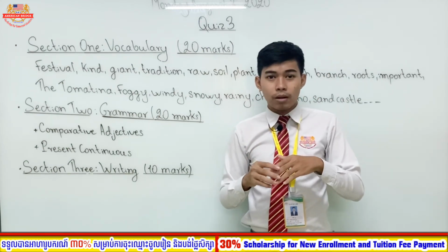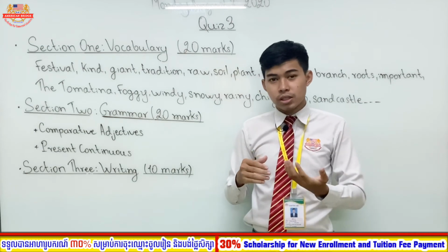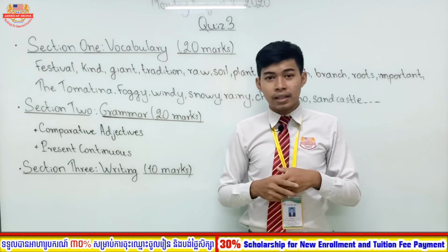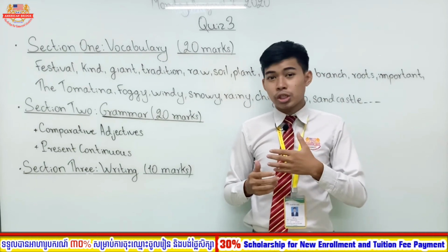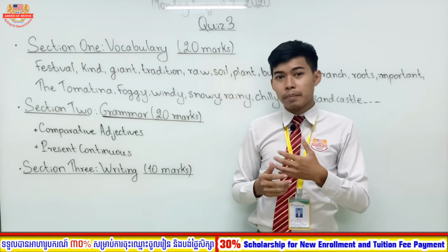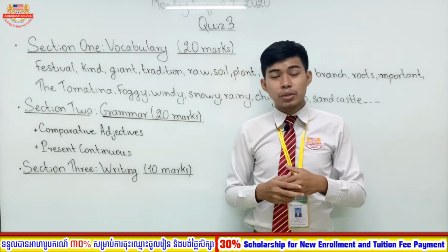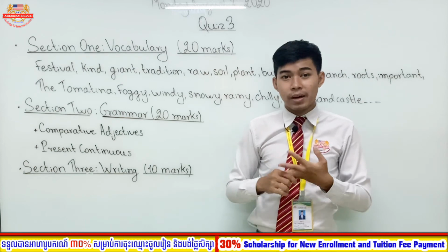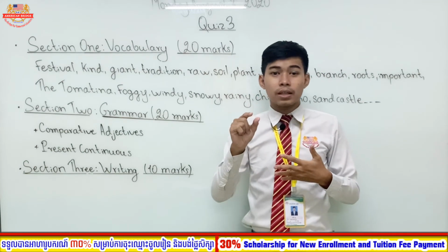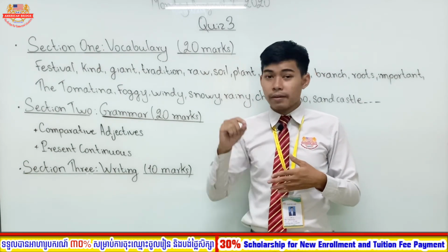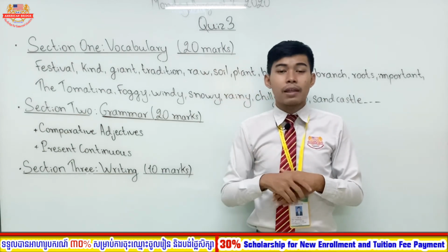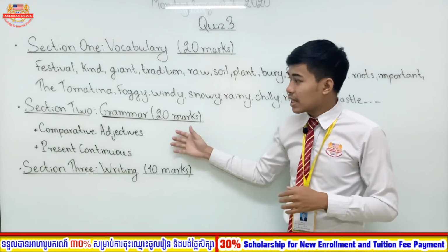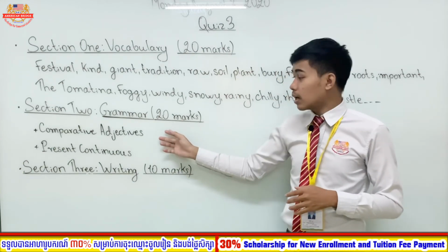Positive form, example, I am teaching English. Okay, and the negative form, I am not teaching Thai. And the question form, are you teaching English? So you have to remember their forms, and you have to remember what is the subject, what is the verb to be, what is the verb ing. And for the positive and negative sentences, don't forget to add a full stop at the end of the sentence. And for the question, do not forget the question mark. Okay, so that is the end of section 2, grammar, 20 marks.